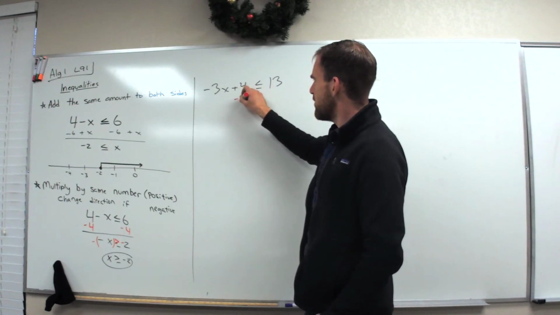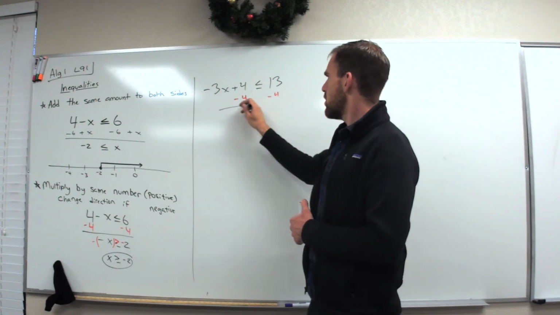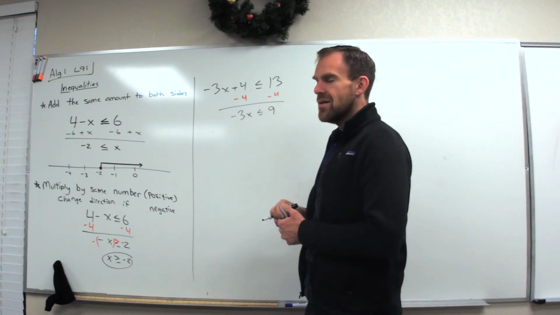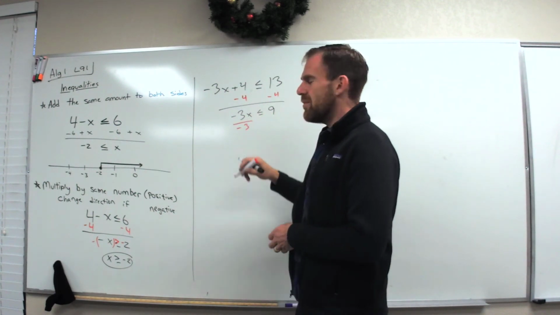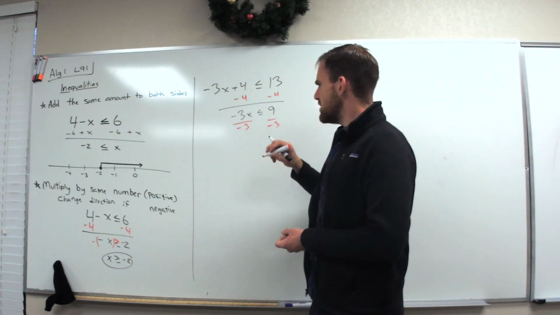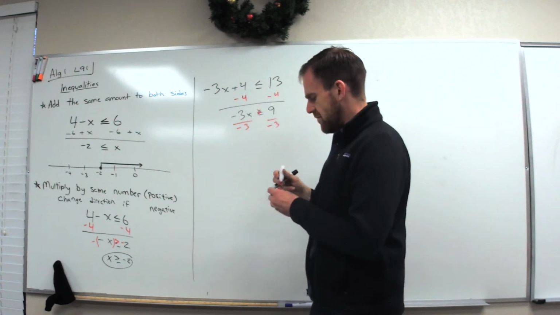So I can subtract 4 from both sides. That gives me negative 3x is less than or equal to 9. Then I'm going to divide by negative 3, or multiply by negative 1/3. It's the same thing. But since I divided by a negative, I have to change my sign.